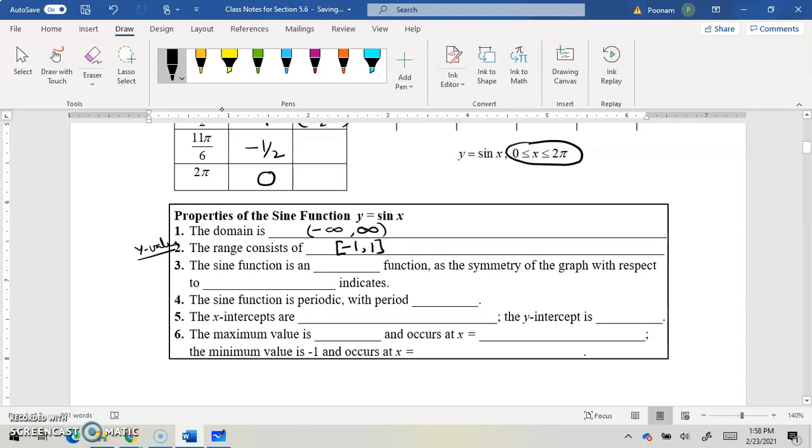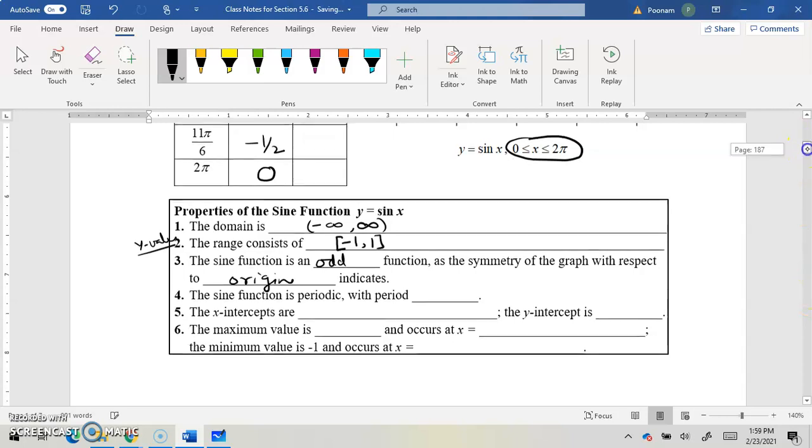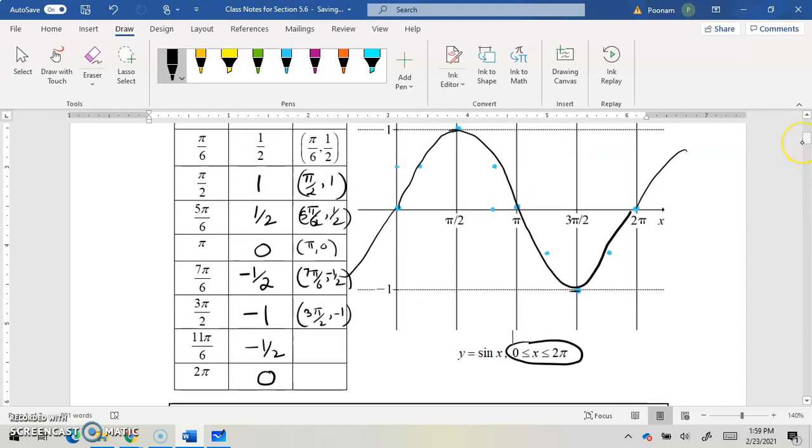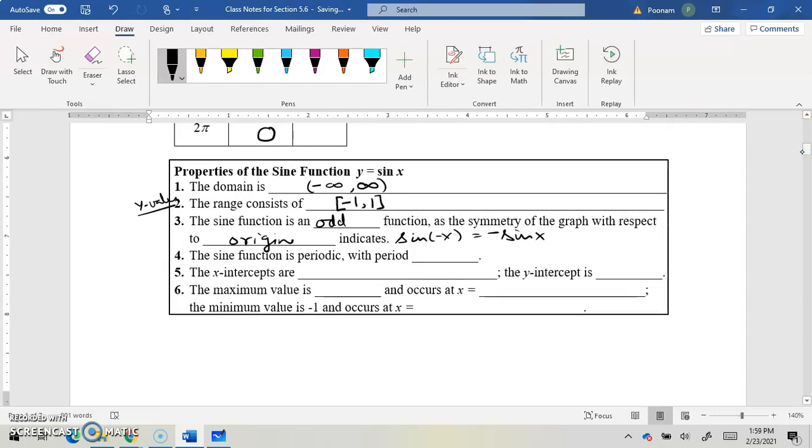The sine function is an odd function, which is symmetric with respect to the origin. We remember that. We did that in the last section, because sine of negative x is negative sine x. So sine is an odd function. It is symmetric with respect to the origin. If you notice this graph, this is the origin here, (0, 0). This graph is symmetric with respect to the origin. So the sine function is odd and it is symmetric with respect to the origin. The sine function is periodic with a period of 2 pi.